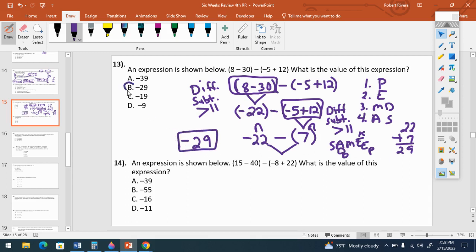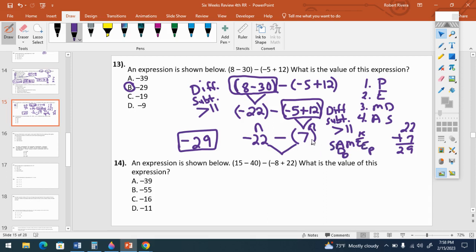The answer is B. Please be careful. So I have to do a diff here, then a diff again. But then here's where I worry. Some of you are going to want to subtract one more time when, in reality, this guy is negative, this guy is negative. So when both of them are negatives, we do same, which is add and keep.